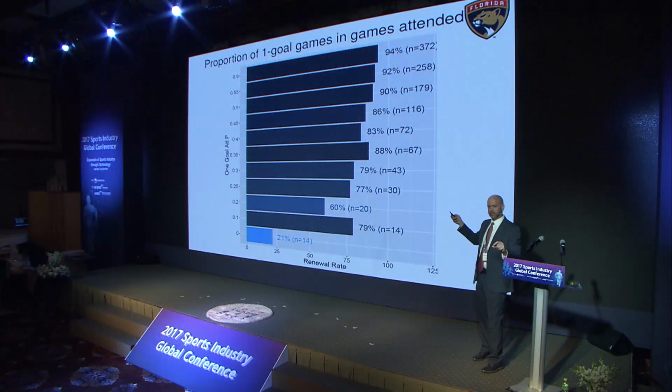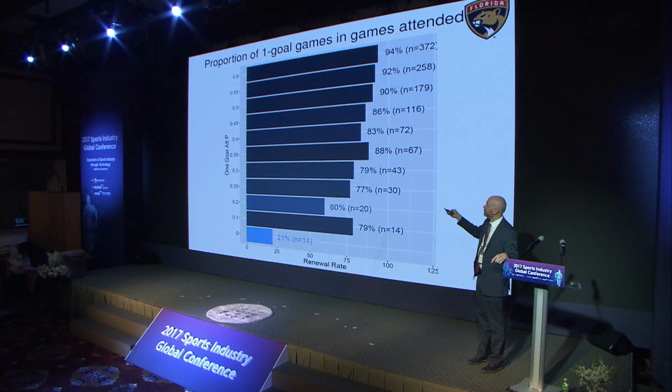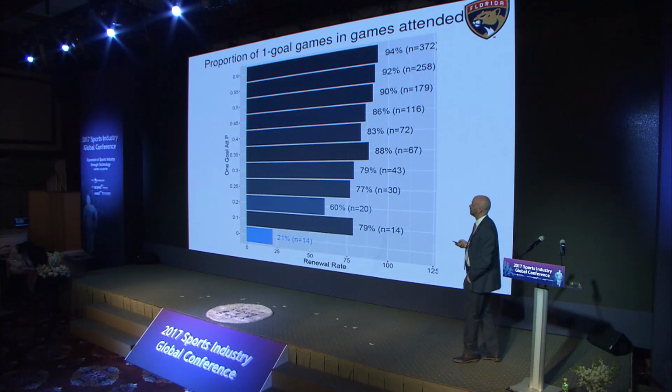So people like games where the team wins, games where they're high-scoring, and then this next one is the proportion of one-goal games. This means that the final result of the game had only one goal of difference between the two teams. So it was a 4-3 game or a 3-2 game. The difference in the score was only one goal. So these are all the close games.